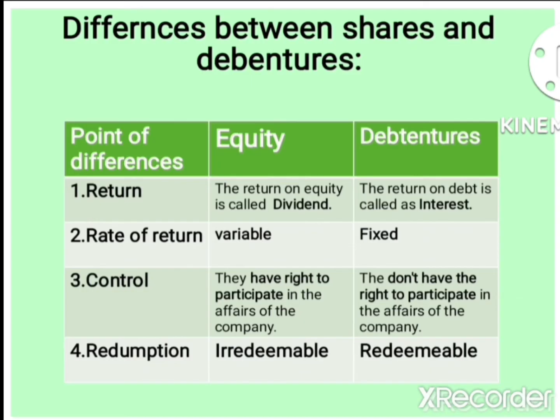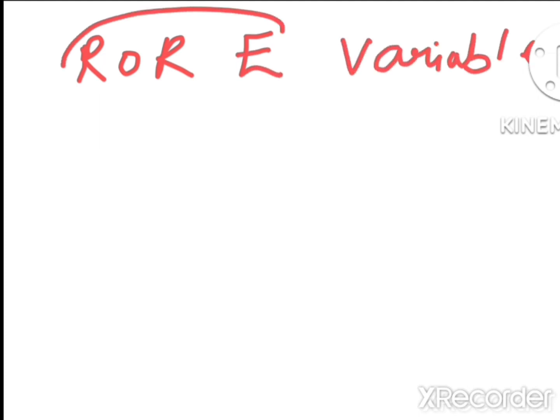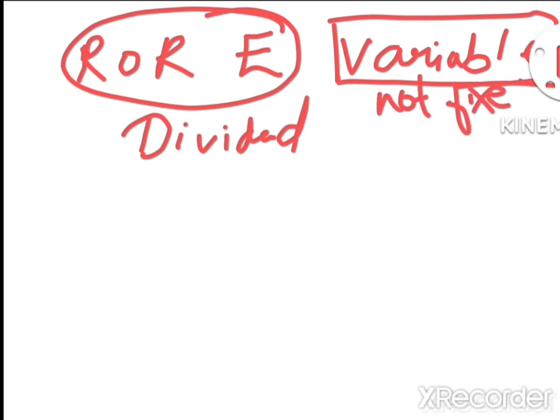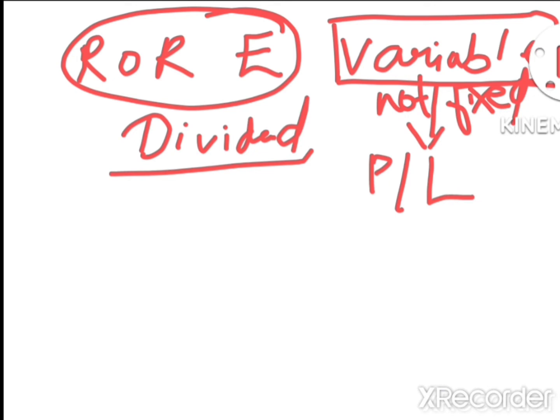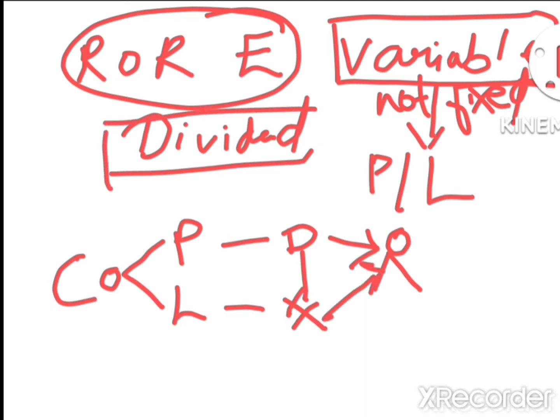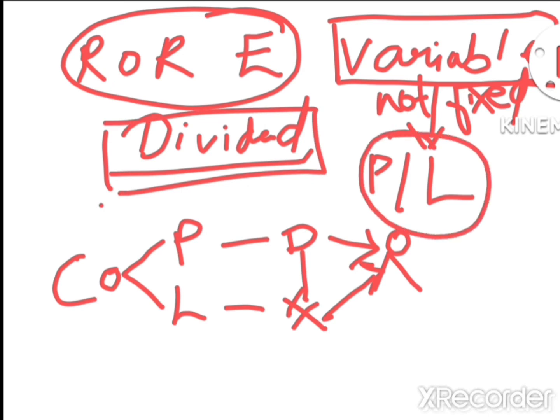Okay, and the second point is the rate of return on equity is always variable and the rate of return on debenture is always fixed. That means the rate of return on equity is variable. Rate of return means the dividend. The dividends are always variable, that means not fixed. Dividends are always based on the profit or loss of the company. That means if the company earns profit, the company gives dividend on equity, that is to the equity shareholder. If the company incurs loss, the company will not pay any dividend to its investors. So the return depends on the profit or loss of the company in case of equity.